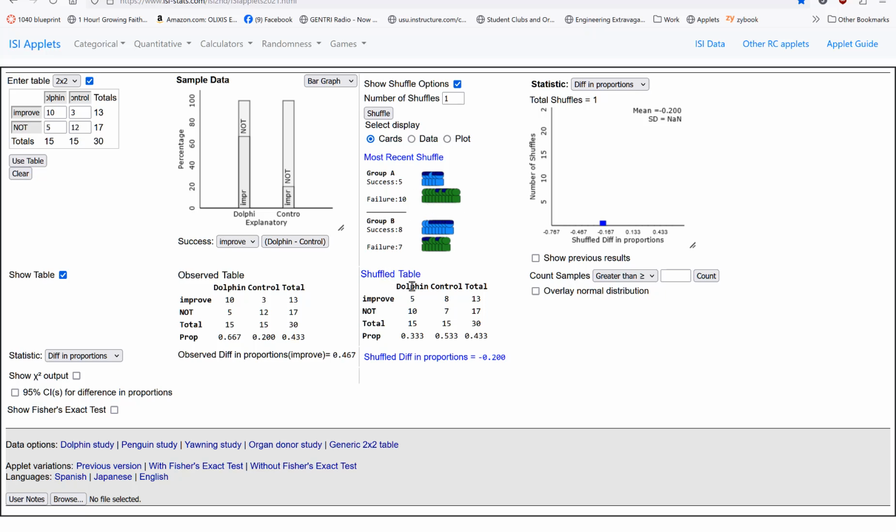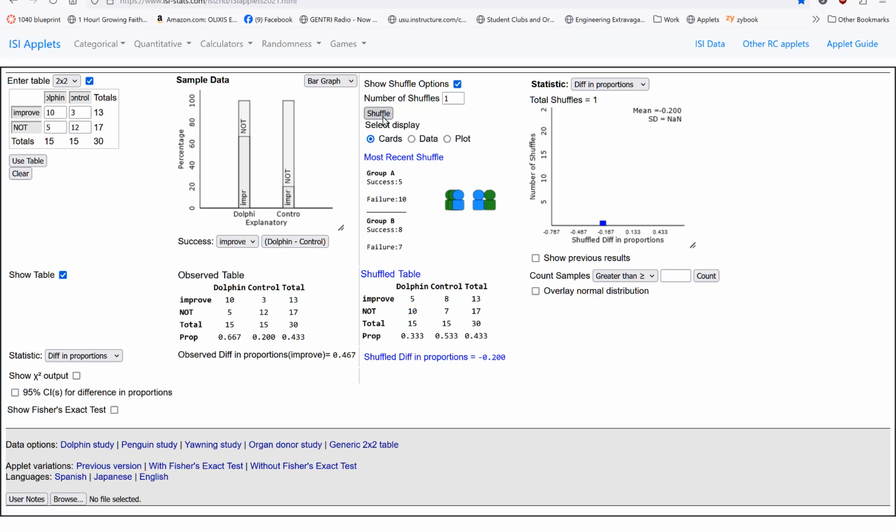And now it'll show you a new shuffle table. So here's the observed table. This is what I actually got in my study. My shuffle table is if I just randomly shuffle them. So here you had a proportion in one group of 0.33, the proportion in the other group of 0.533, and the shuffle difference in proportions is negative 0.2. So that is just one shuffle.